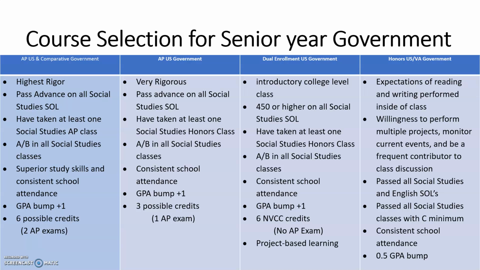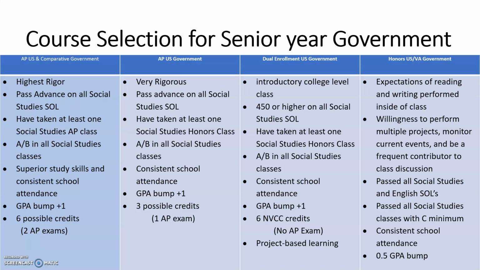AP US Government just focuses on US government. There's no international component. There's a GPA bump of +1, and with one AP exam, again, a possibility of 3 college credits if you pass the test.